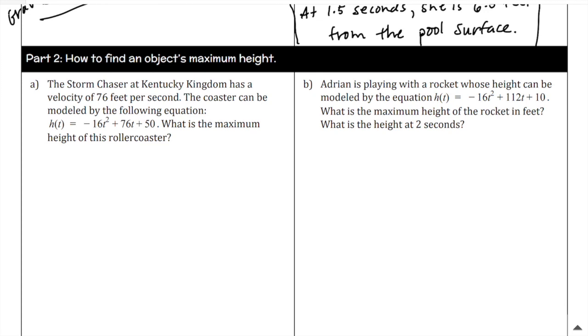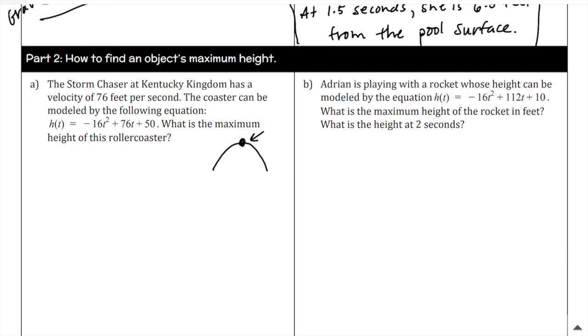So again, in part 2, we're going to be looking at how to find the maximum height of an object. And you're going to see typically a quadratic formula. We're going to use our vertex formula since that gives us our highest point. And I think you guys will be great with this. So again, let's just break this down a little bit. We talked about how our vertex point gives us that high or that low point.